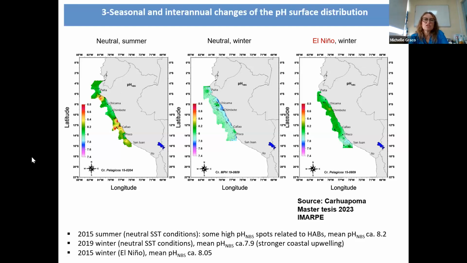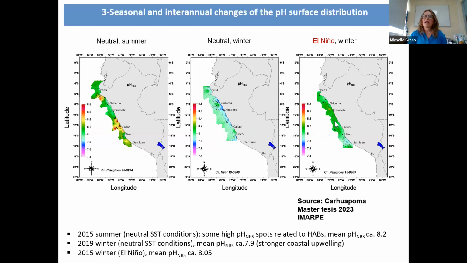This changes the condition of the pH compared with the winter. For example, this is a neutral winter, and this is a winter during El Niño. We can observe that we have low values of pH, here the lowest values, and here you can observe, for example, the upwelling cells, the influence of the physical processes.